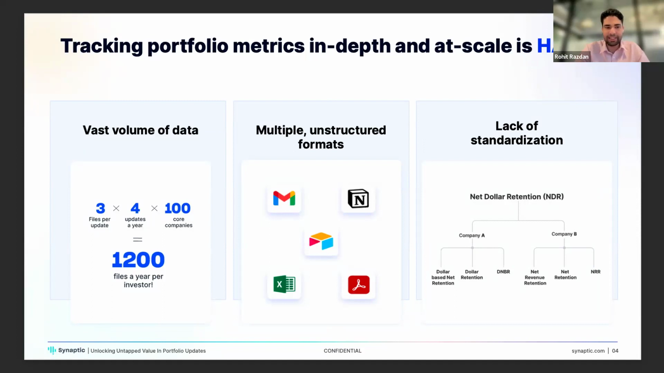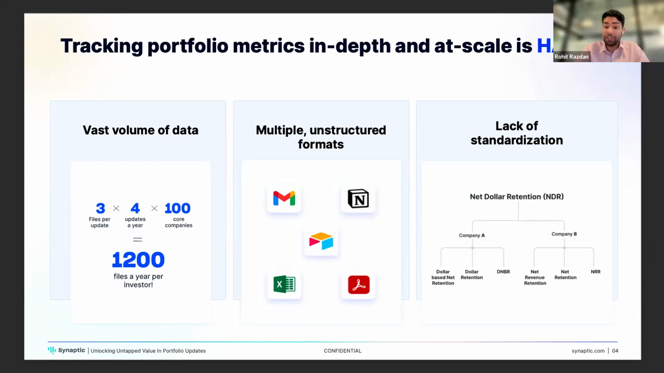The illustrative example that we have is, if you have 100 core companies, or even if you have 50, you're talking about 4 updates at the least, right? 4 board decks at the least. Oftentimes you'll have monthly updates as well. The board decks come with accompanying data packs. The board decks come with MISs, etc. We're talking about 600 to 1200 files that need to be parsed or studied every year for even 50 to 100 portfolio companies.